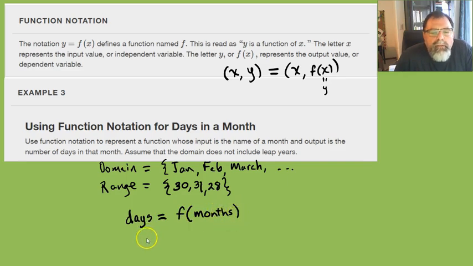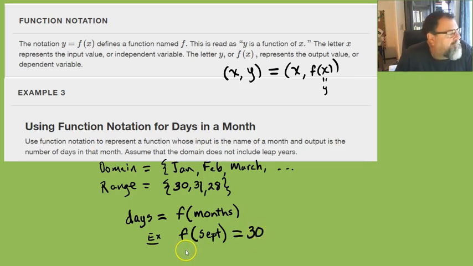Okay, so an example would be if I did f of September, that's going to be equal to, how many days are in September? Let's see, I believe that there's 30. So that'd be 30 days.